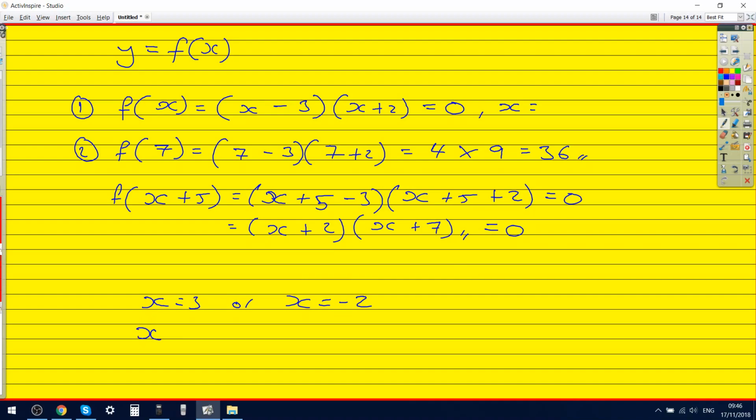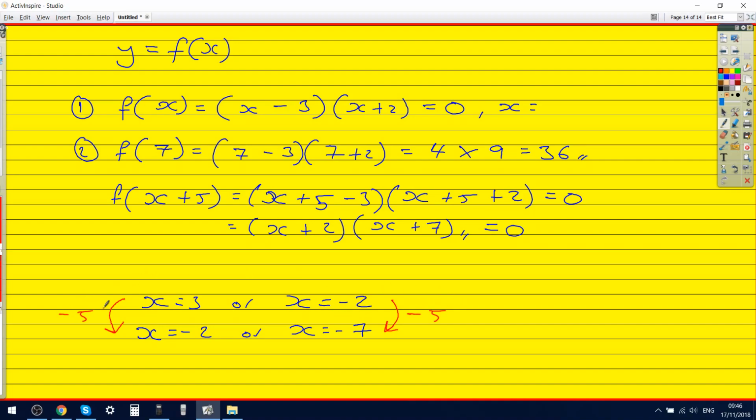x is equal to minus 2, minus 2 or minus 7, equal to minus 7. What if you had to do one thing to both of these to get the second one? What would it be? To go from 3 to minus 2 and from minus 2 to minus 7, you would subtract 5. That's right.